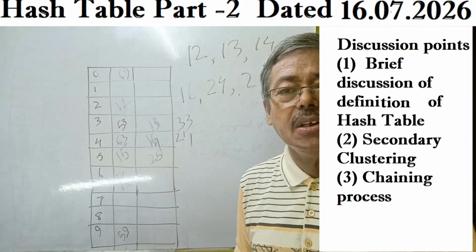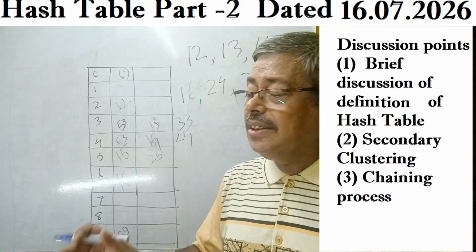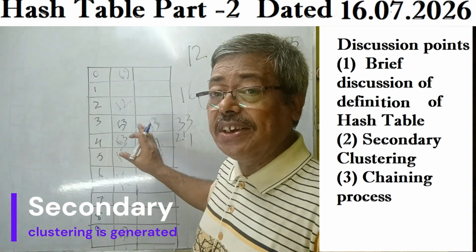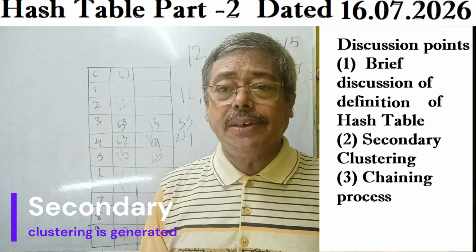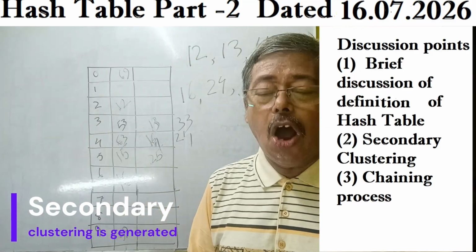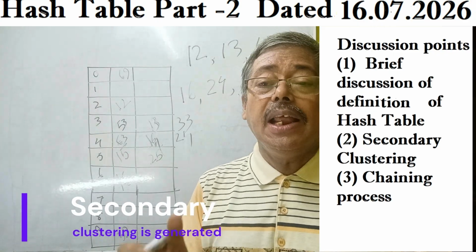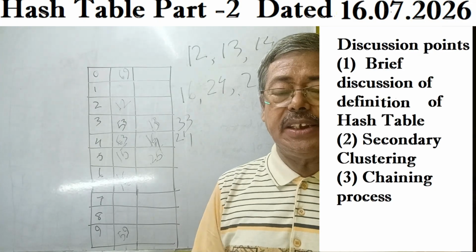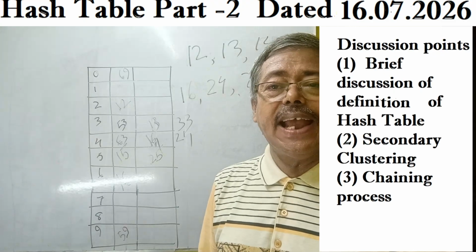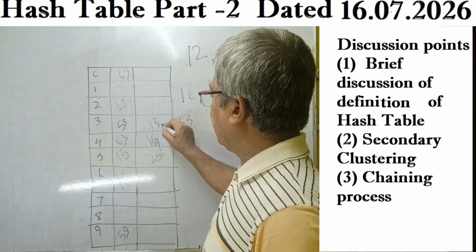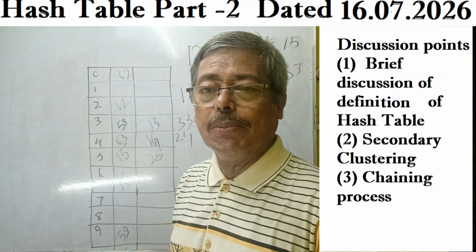What is the solution to solve this problem? Because it is called secondary clustering. In this example it is 3 data, but many more data can be waiting because it depends on the volume of the data we are dealing with, and how much data is waiting for this hash operation. So here we can say that 3 data are waiting in front of room number 3.